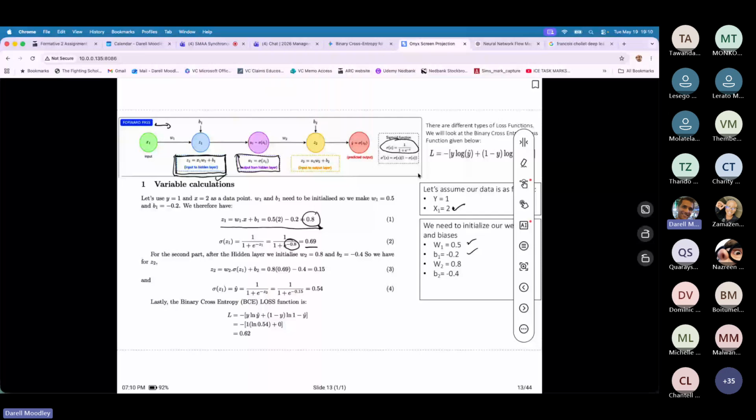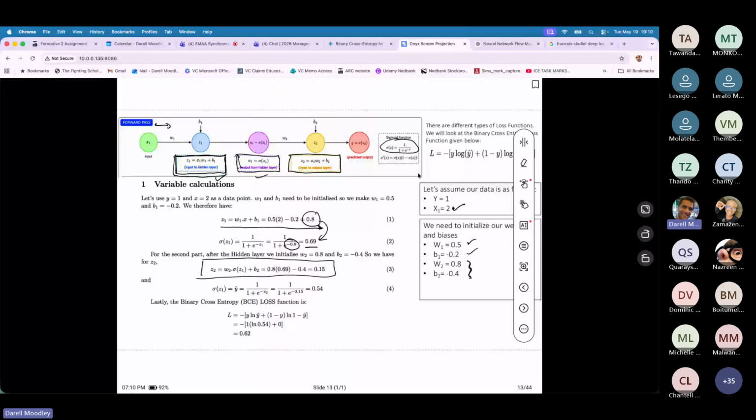Next, we are going to work out Z2. This is the part after our hidden layer. So we have our weights after the hidden layer, which are these values, 0.8 and 0.4. We just plug all of those values into this equation here. So you can see everything feeds into the next step. That's what's happening here.